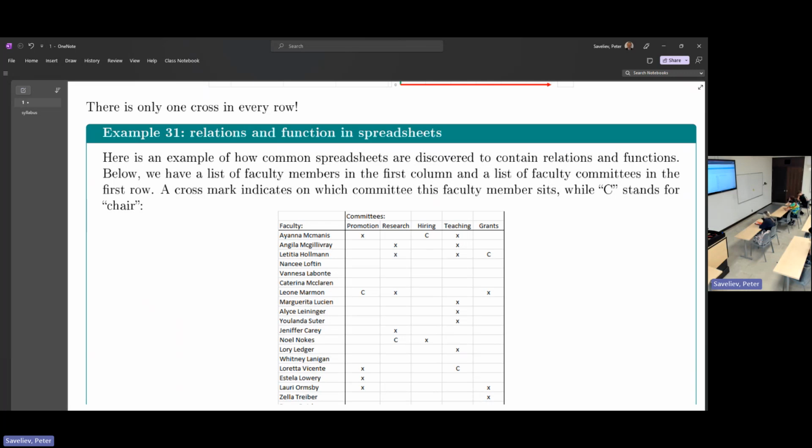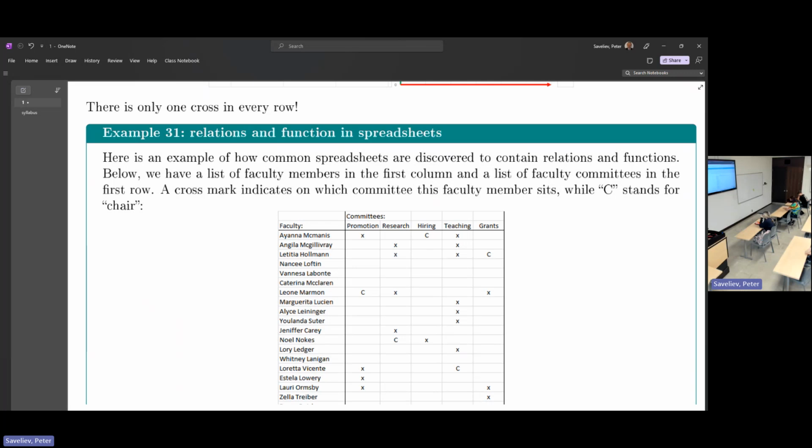What if I concentrate on c's? Is that a function? Forget about x, only c's. What's wrong with that? Not every input has an output, so it's not a function either. So neither crosses, nor c's, nor crosses with c's combined together produce a function.